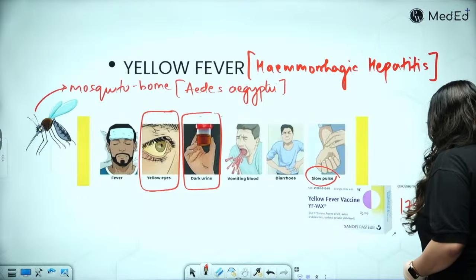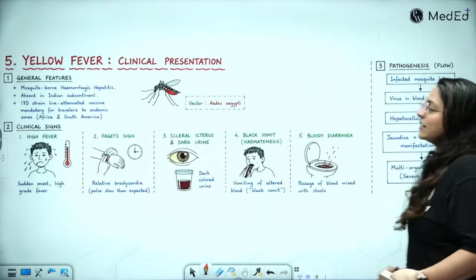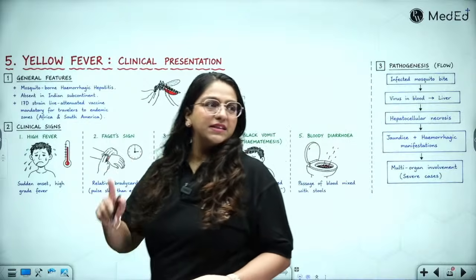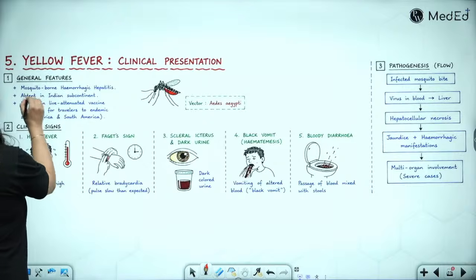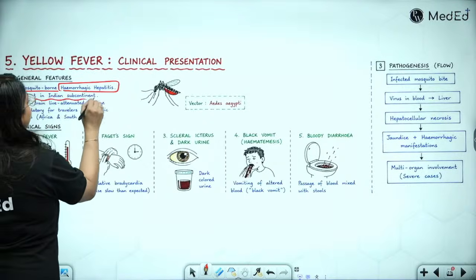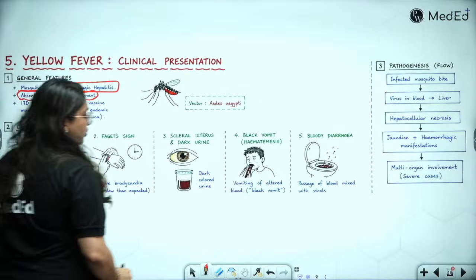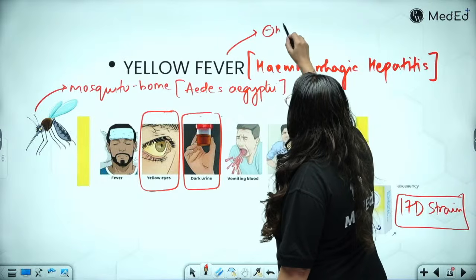And the vaccine which is used against yellow fever is the 17D strain of vaccine. So let's look at how we are going to attempt the answer. General features: it's mosquito-borne hemorrhagic hepatitis. It is absent in the Indian subcontinent. It is not seen in India.